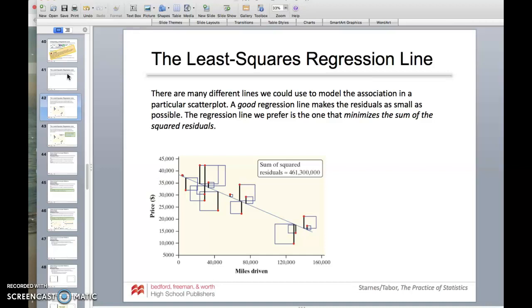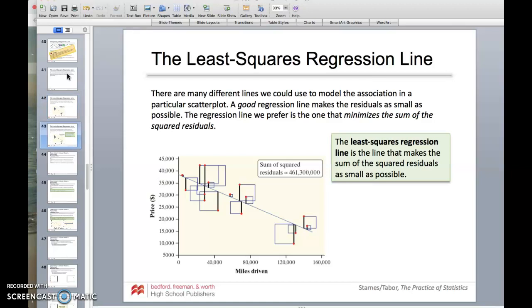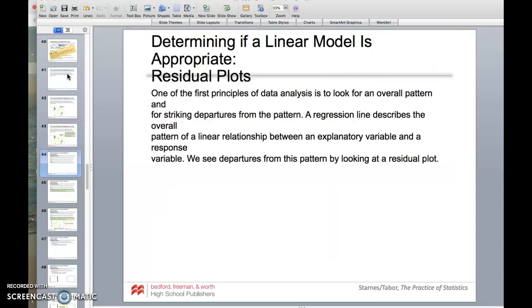So if we were to look at those residuals in this case, square them and add them up, this is what we get. And we want the line that would keep that the smallest. So the least squares regression line is the line that makes the sum of the squared residuals as small as possible. Now, how do we know if a linear model is appropriate?